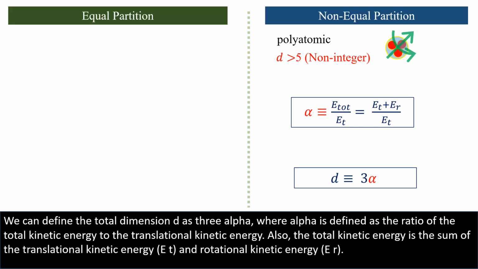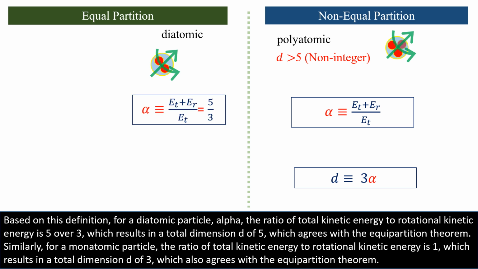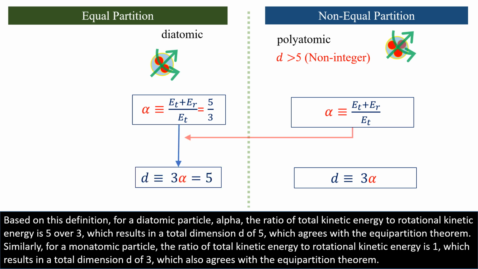We can define the total dimension d as 3α, where α is defined as the ratio of the total kinetic energy to the translational kinetic energy. Also, the total kinetic energy is the sum of the translational kinetic energy, ET, and rotational kinetic energy, ER. Based on this definition, for a diatomic particle, α is 5/3, which results in a total dimension d of 5, which agrees with the equipartition theorem.